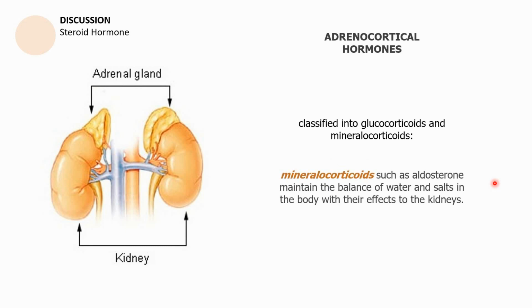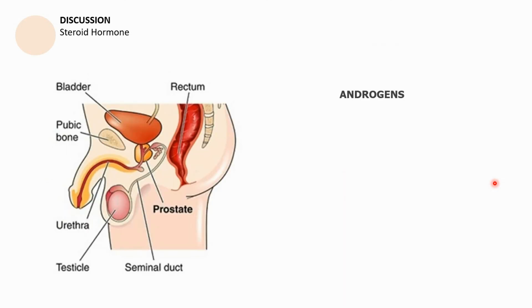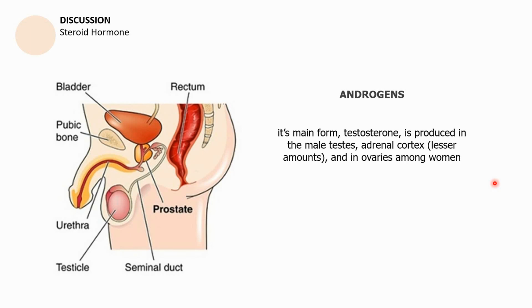So next ones are mineralocorticoids, the second type of adrenocortical hormones. These are hormones like aldosterone, maintaining the balance of water and salts in the body with their effects to the kidneys. The next one are the androgens. So you guessed it right, coming from the male sex hormones. They're actually male sex hormones coming from the male sex glands. Okay. Its main form, testosterone, is produced in the male testes.